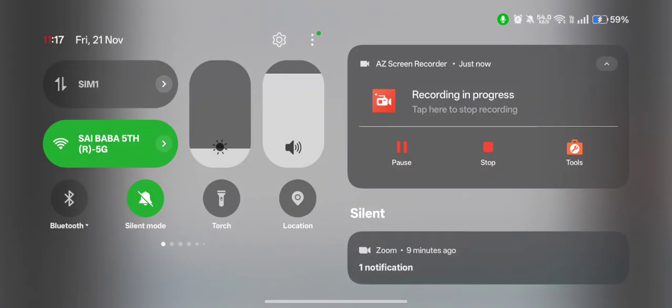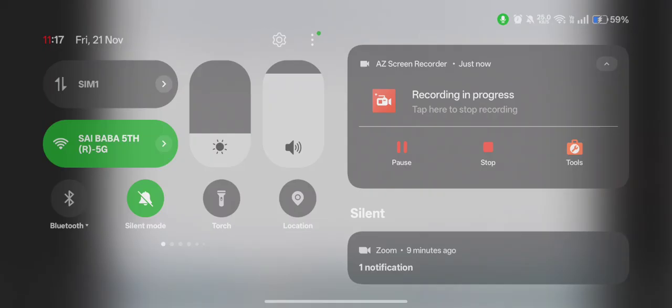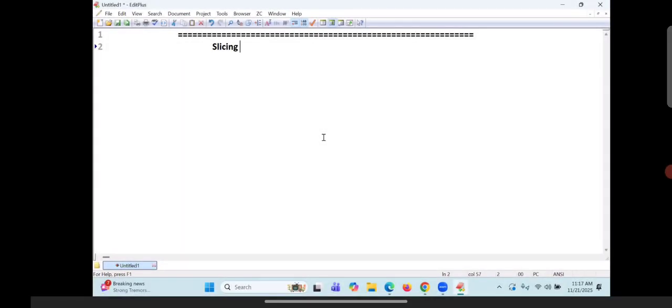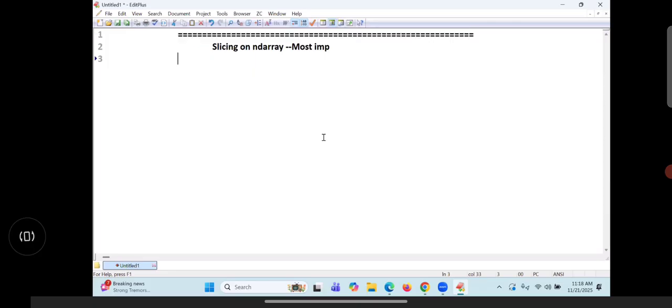Slicing, we are going to enter. So let us start with slicing. Slicing on ND array. Slicing on ND array concept. This is very, very important, students, most important. So let us start understanding the slicing concept here.